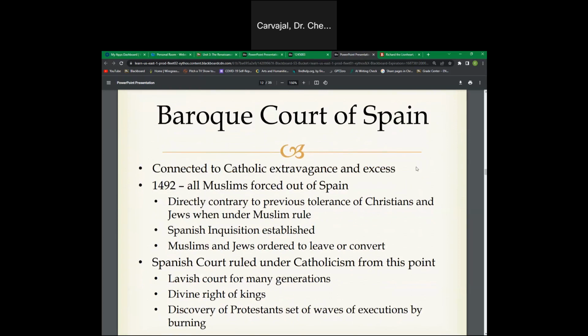And they would either be required to convert, or tortured until they did convert, or tortured to death, or sent out in exile. But no longer was it okay for you to live in Spain and Portugal and be Muslim or Jewish or Protestant. And then the Spanish court remained that way. And the Catholic Church, in return, reiterated the divine right of kings, that a king is born into his role and he has the right to lead and to be placed above all of the people under him.